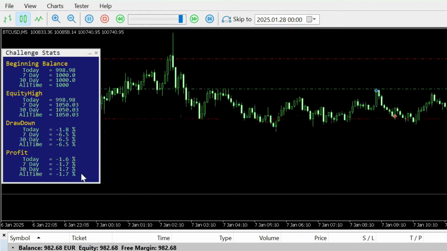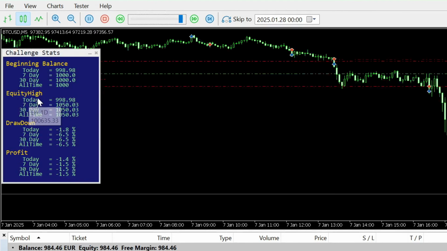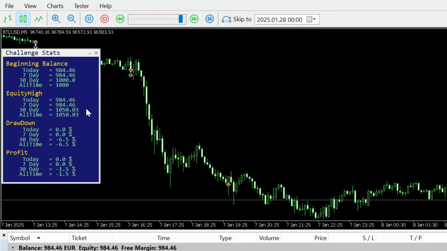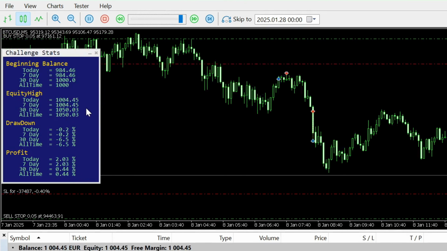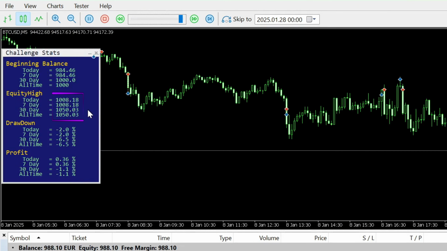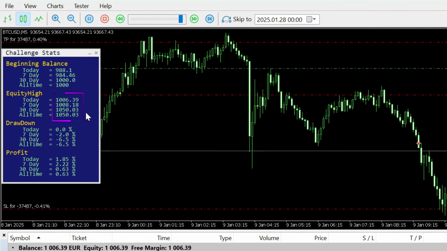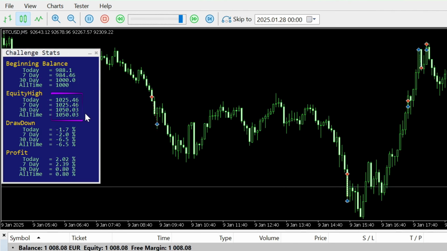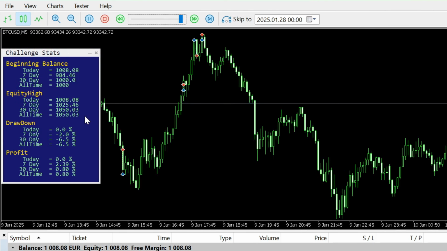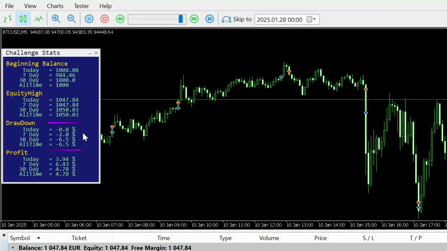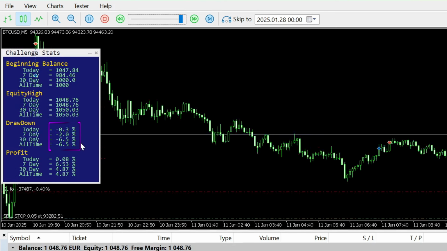But more importantly, the equity high points. Because the drawdowns are not calculated versus the opening balances. They are calculated versus the highest equity points. So during the day, during the week, whenever we have hit a peak for that week, for that day, we store that point as a highest equity point and then calculate the drawdown versus that. So we look at today, the last 7 days, the last 30 days, and overall, which is the most important requirement of the prop firms. Managing the drawdown. And with the modifications, you have it here in the panel in one glance.